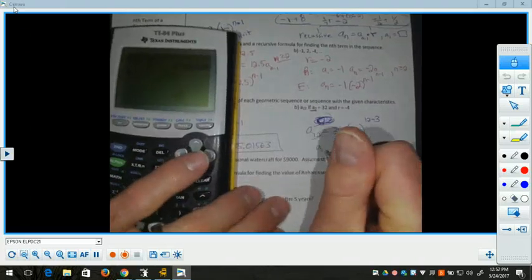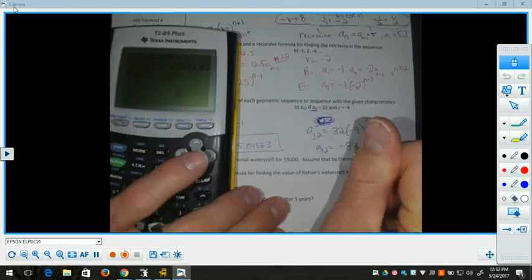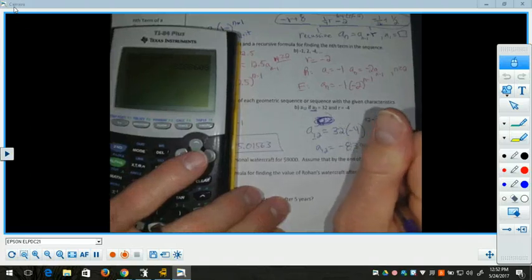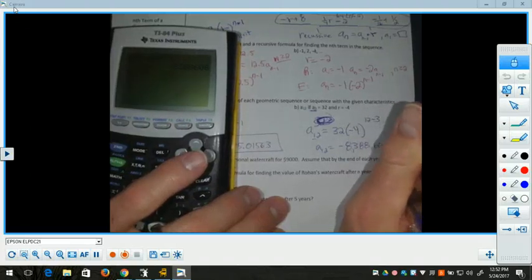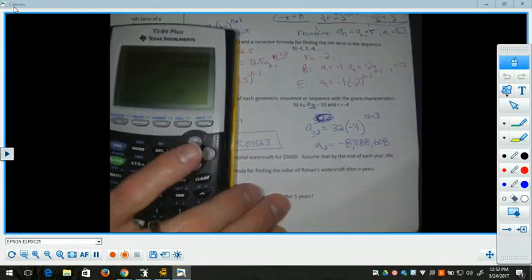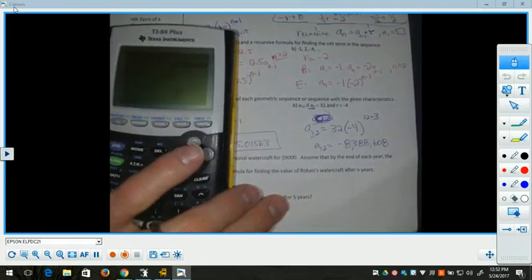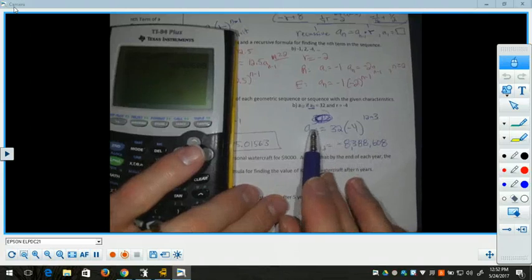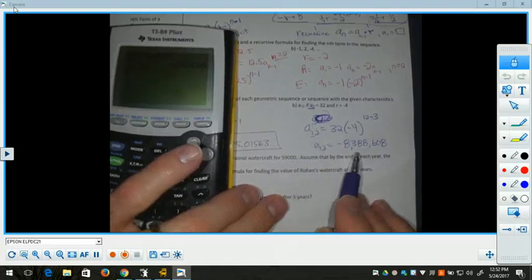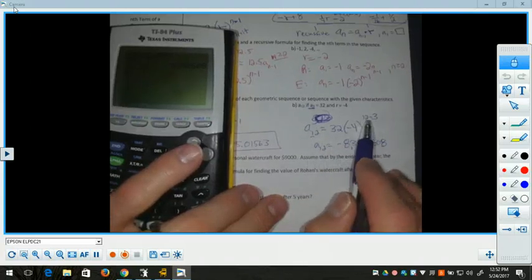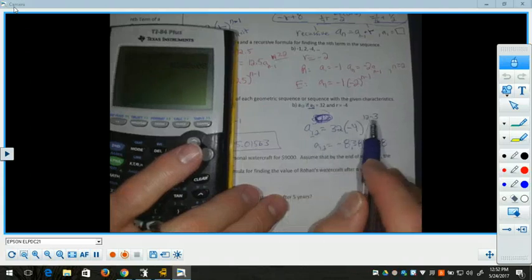Giving me the value of negative 8,388,608 for the 12th term. Now, I could have found a sub 1 and then done the formula, and I would still get the same answer, but I don't need to. I just have to use the correct positions. Position 12, position 3.